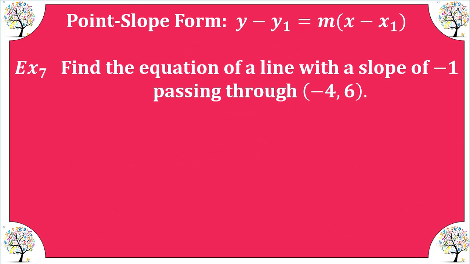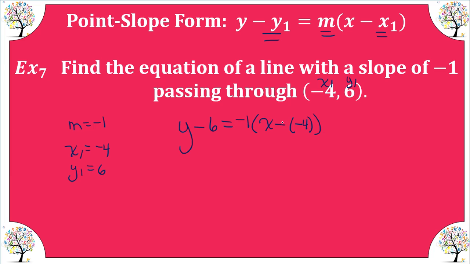Let's take a look. Find the equation of a line with a slope of -1. So my m is -1. And then I have a point, x1 and y1. So my x1 is going to be -4, and my y1 is 6. Now let's plug into all of the parts of our formula. We have y minus my y1, 6, equals my slope of -1, and then it's x minus the x value of -4.